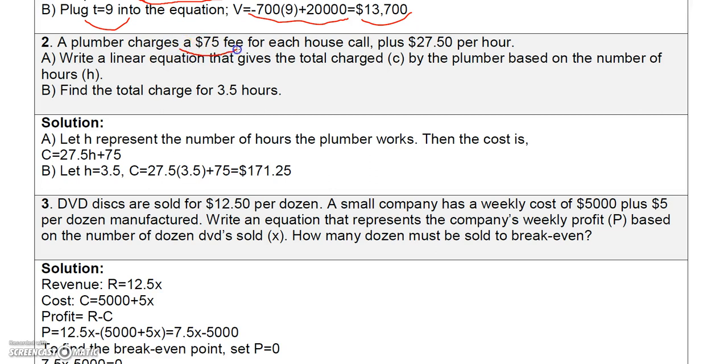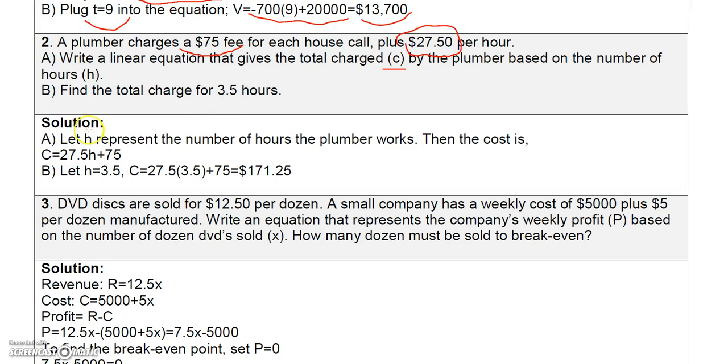So here the plumber charges a $75 fee for just showing up, and then he's going to charge an additional $27.50 for every hour that he works there. So the first thing we want to do is write a linear equation that gives the total charge, we'll call that C, by the plumber based on the number of hours. And then we want to find the total charge for 3.5 hours.